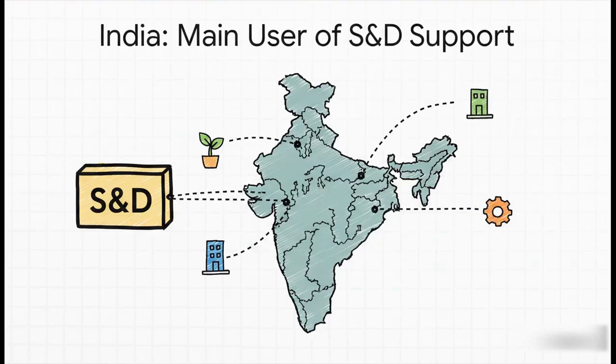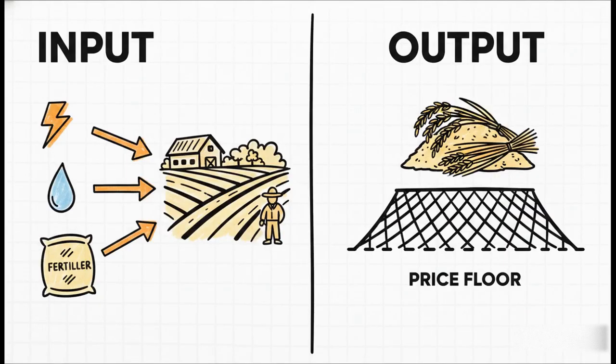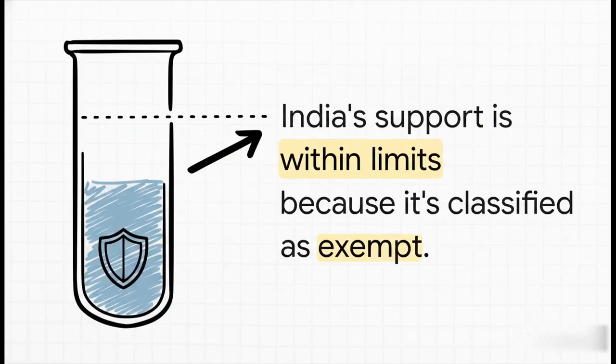India is one of the main countries that uses this S&D exemption for its farmers. This covers major programs like input subsidies for things like power and output subsidies like minimum support prices. Because the support is classified as exempt, India reports that it's well below the de minimis limits.